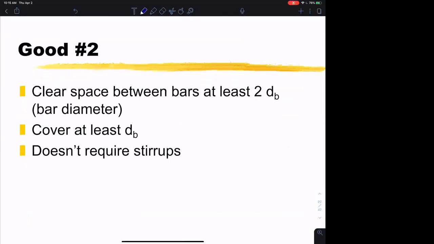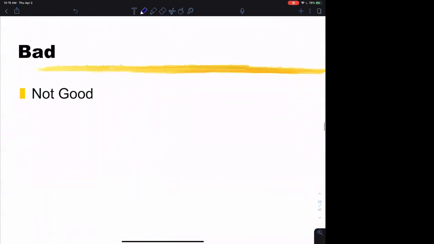Good number 2. You don't have stirrups, which again, bad idea, but you don't have stirrups, but you space the bars 2 bar diameters apart, and the cover is at least a bar diameter. I have made a table that gives you the minimum width of the beam. So if you want to space your bars at 2 bar diameters, I tell you how many bars you can put in a certain width. I have a table for that, and it's because of this. And this is if you don't have stirrups. Okay, and bad means not good.